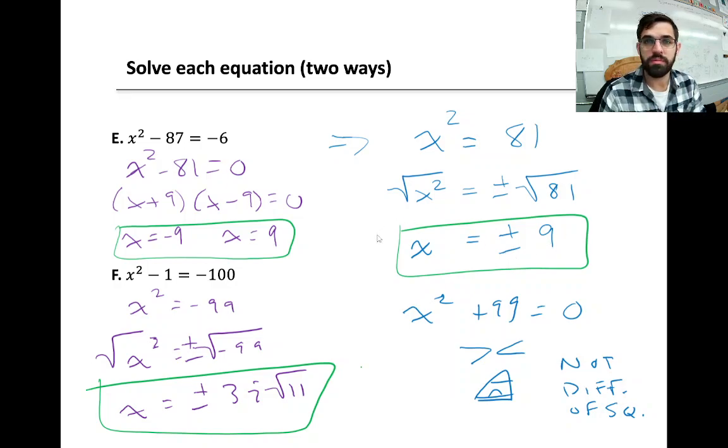And this means the exact same thing as writing it out: x equals negative 9 and x equals positive 9. Same thing. And you can use the other method. I'm not going to tell you on a quiz that you have to use a certain method.